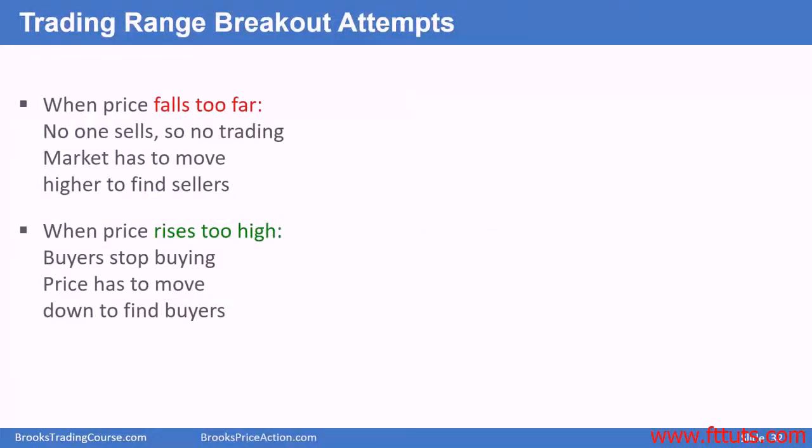As I said, when price falls too far, no one's going to sell, so there's no trading. So the market has to move higher to find sellers. If it goes too high, buyers are not going to buy. And the market has to go back down to find buyers. It's always in search of the price range where trading is going to be maximum. It wants the maximum number of traders taking trades, the maximum number of trades taking place, and the maximum number of contracts traded.